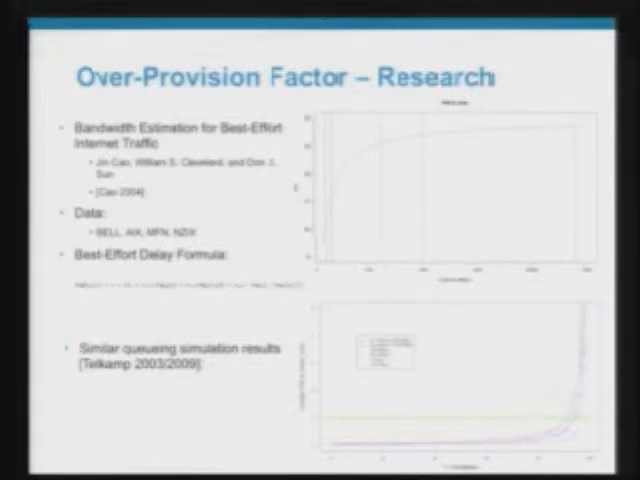But in the lower plot, you can see that the three lines at the bottom, the knee of the plot, is around 85%, and that's for one gig, OC12, and OC48 links at the bottom. Okay, so the bottom one is based on actual packet captures simulated through a queue, and the top one is a theoretical analysis.